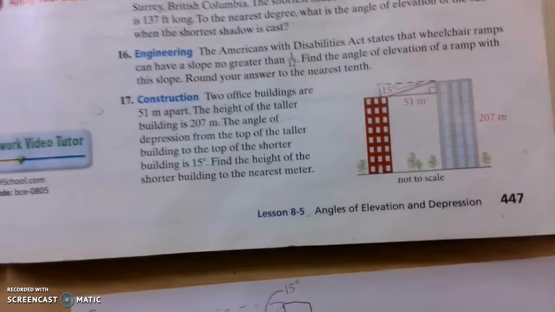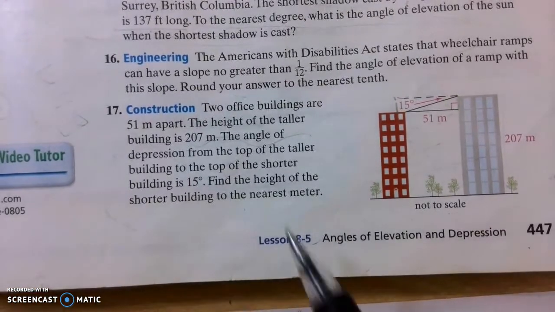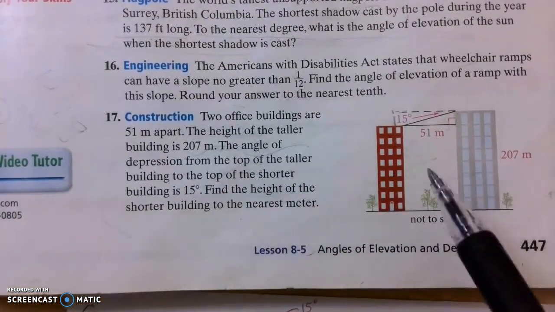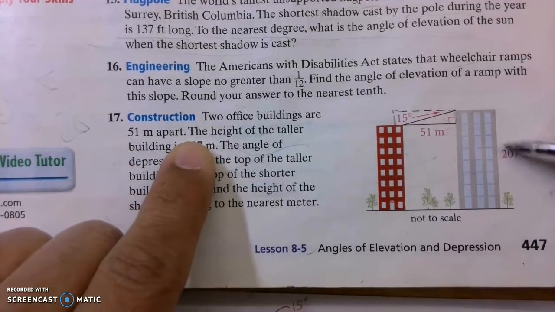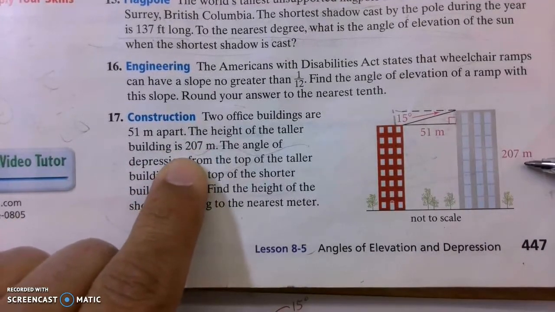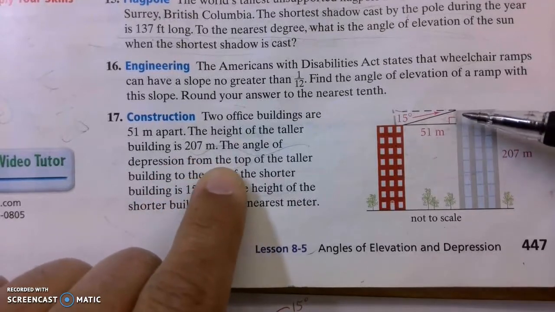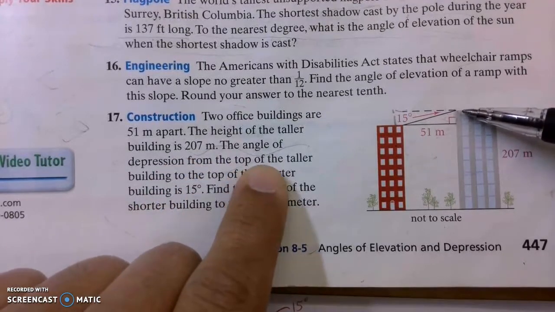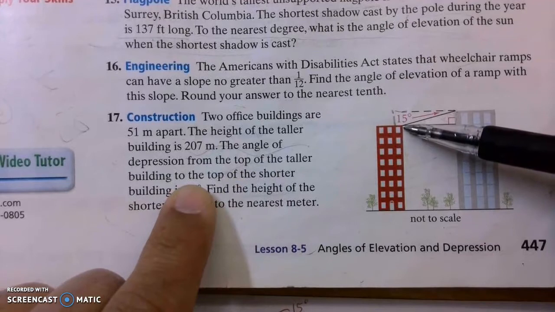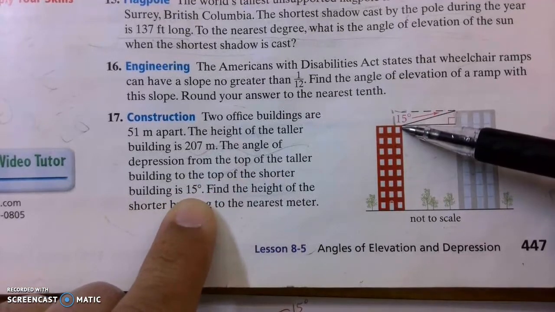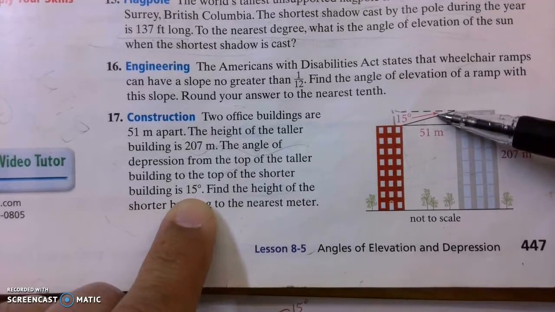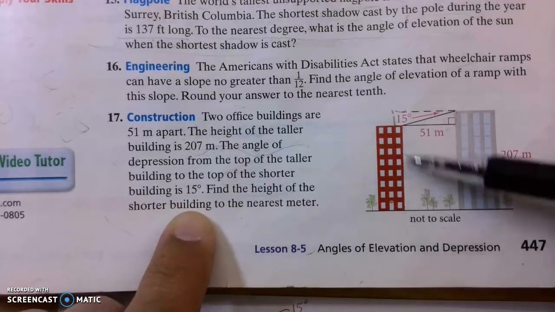And this will be number 17 here, construction. Two office buildings are 51 meters apart. The height of the taller building is 207 meters. The angle of depression from the top of the taller building to the top of the smaller building is 15 degrees. So if I stand here at the top and I see the top of the smaller one, it's a 15-degree angle of depression. Find the height of the shorter building.